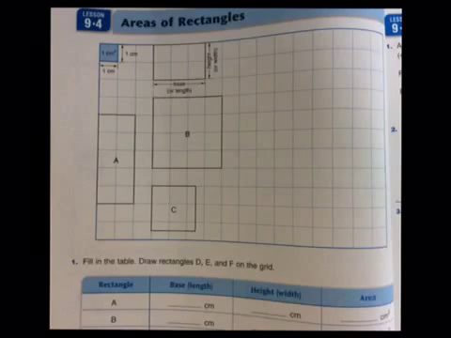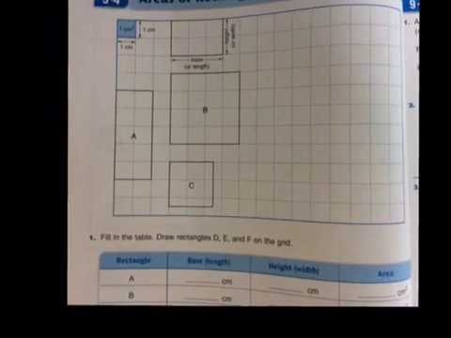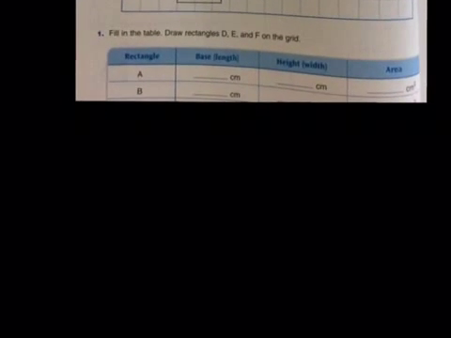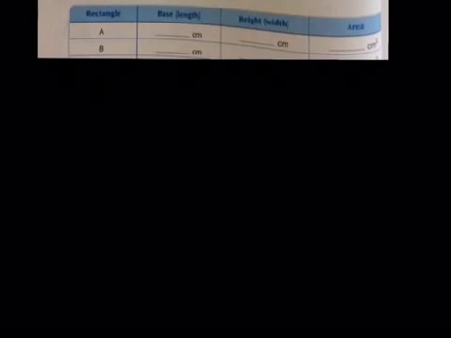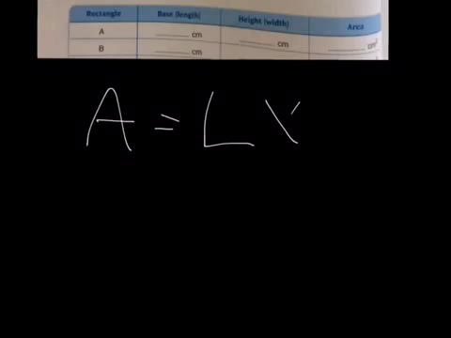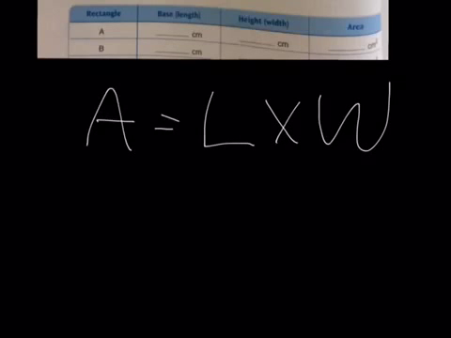Lesson 9-4, page 304. For this lesson, we're going to learn area of a rectangle, area of a square, just area. For area, boys and girls, always remember the formula: area equals length times width. We're only using two dimensions, the length and the width.